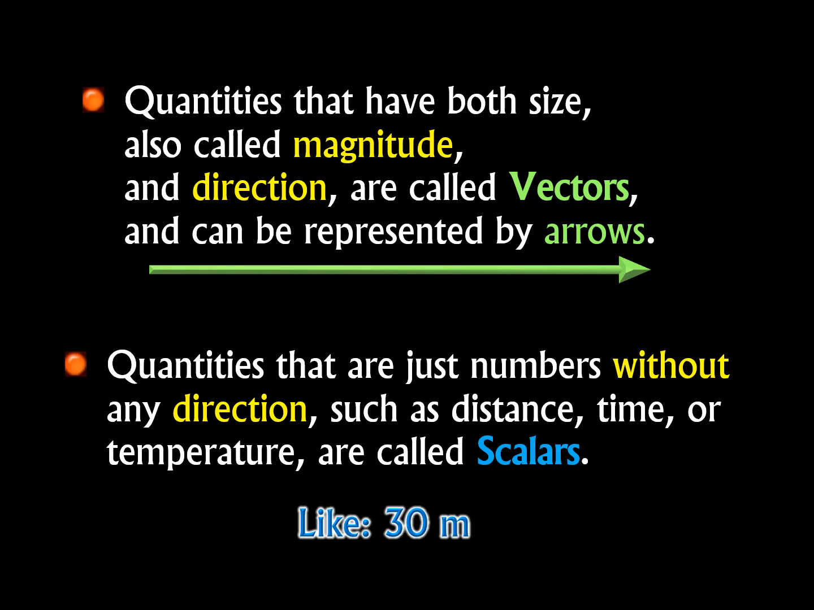So you could say 30 meters, but that doesn't tell me 30 meters in which direction. So that alone would be a scalar. But if I were to say 30 meters north, then you know which direction that's going. That would be a vector. So you've got to differentiate between these in physics because in certain situations you might need one or the other.